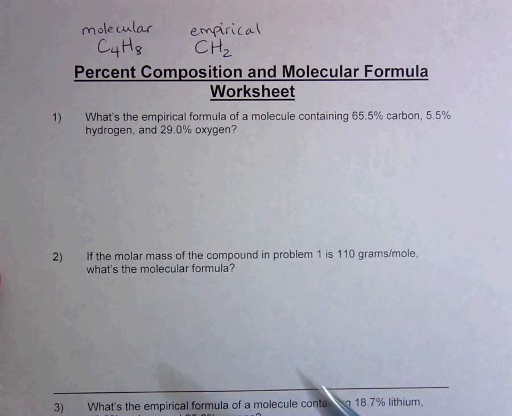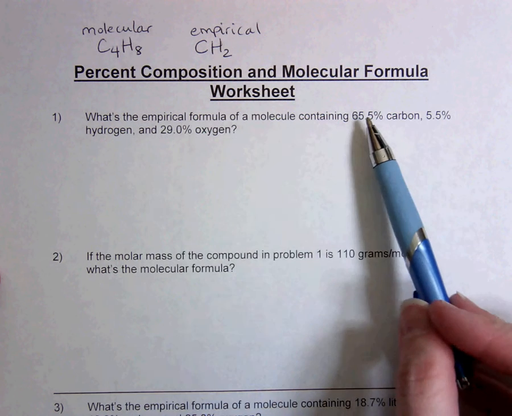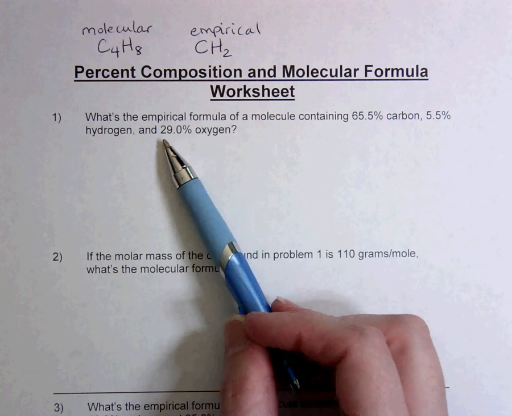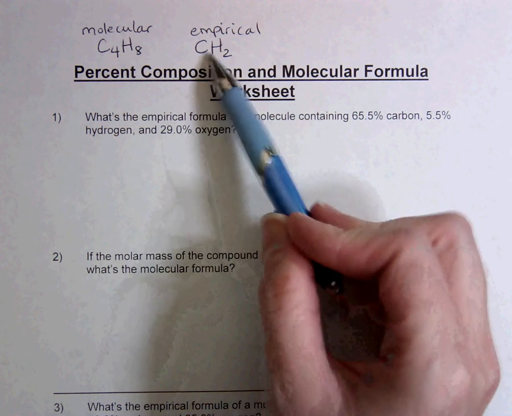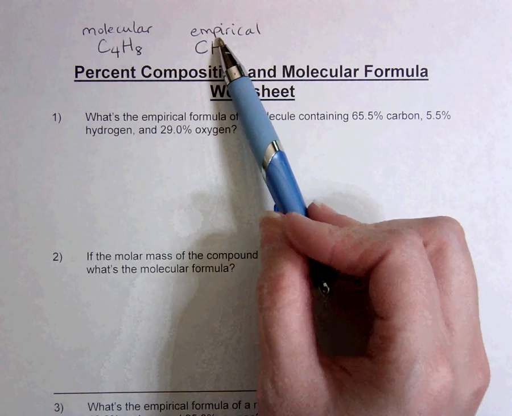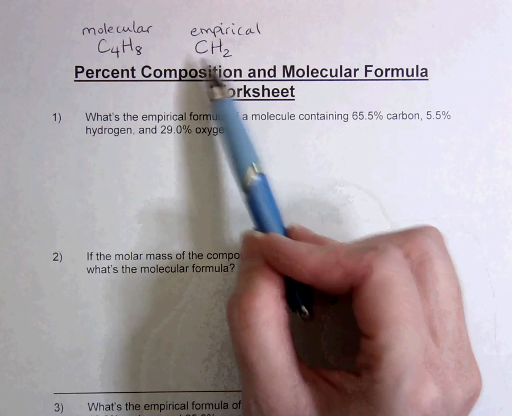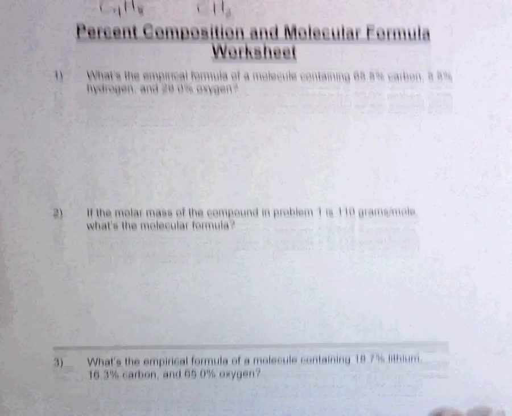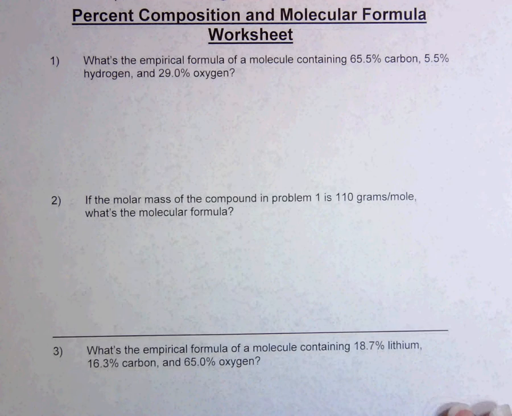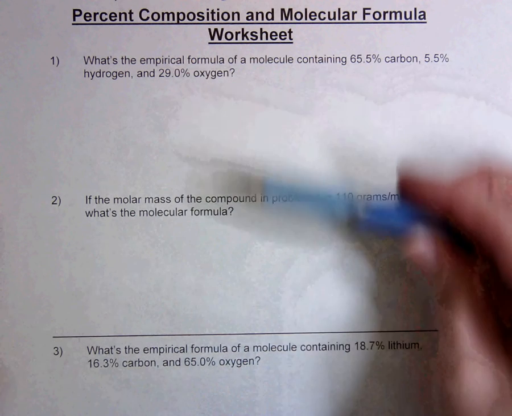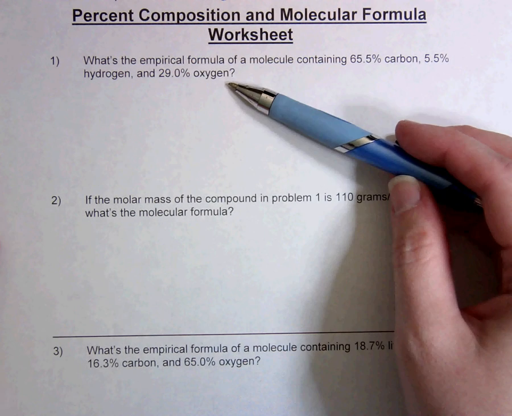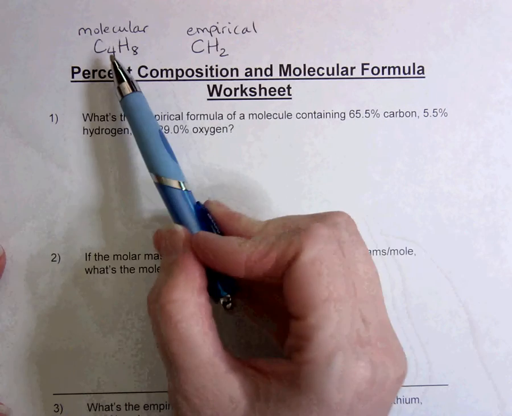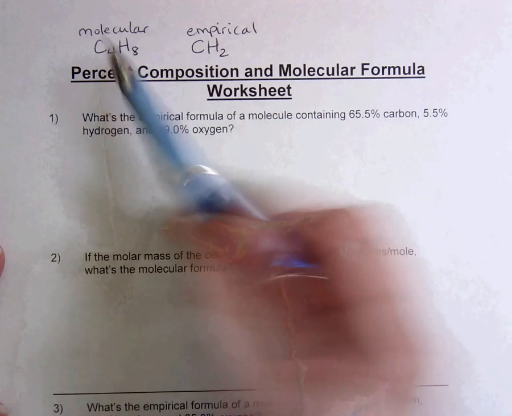So what you're doing by using the percent compositions, just like you were figuring out in the last worksheet, is figuring out a compound's empirical formula, in other words, its formula in lowest terms. We're going to do numbers 1 and 2 together. One has you finding the empirical formula, and the next one has you finding the molecular formula, which would be the actual formula of the compound.